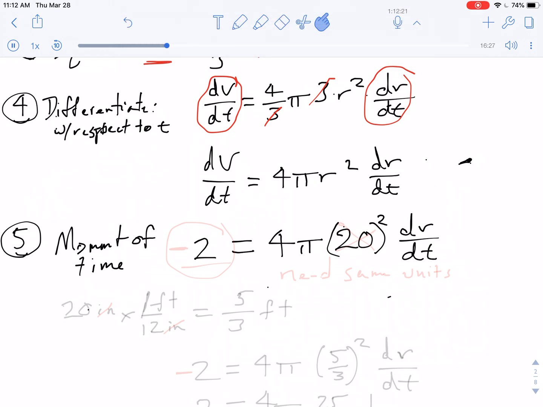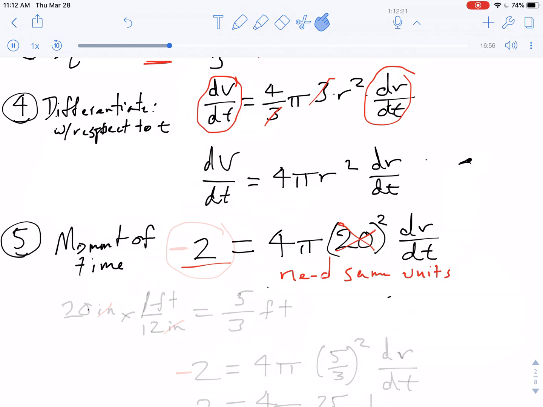I can't do this with 20 inches because this is inches and this thing over here is in feet cubed. So before I plug in anything, I need them in the same units. I can't do this. Need same units.